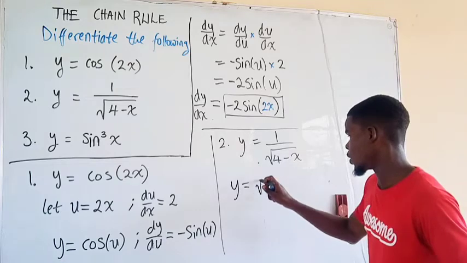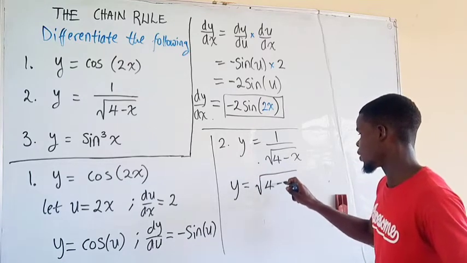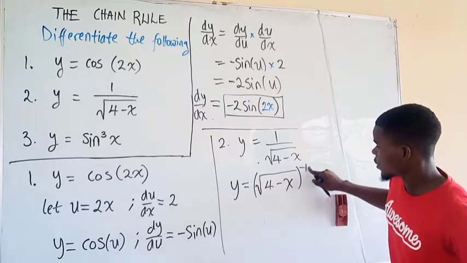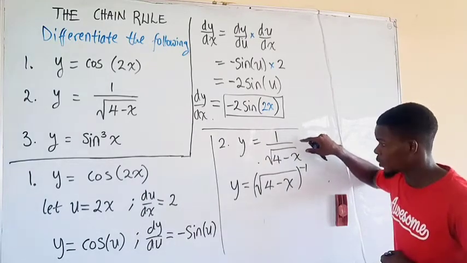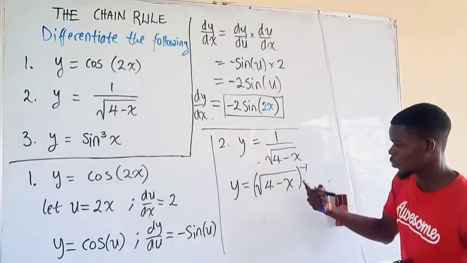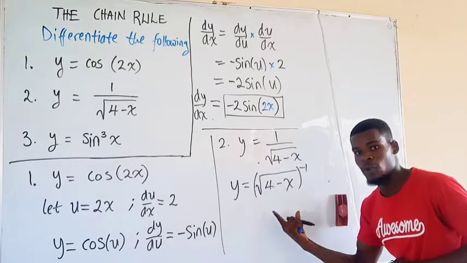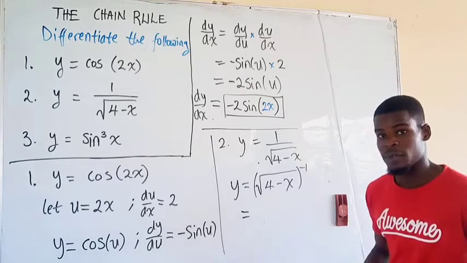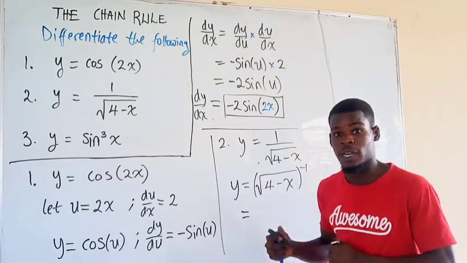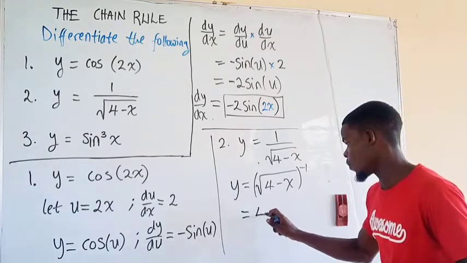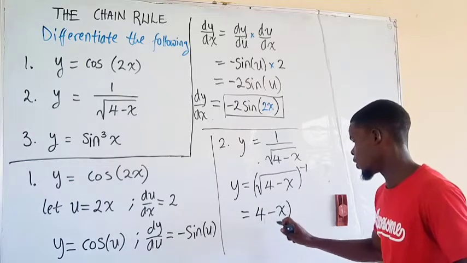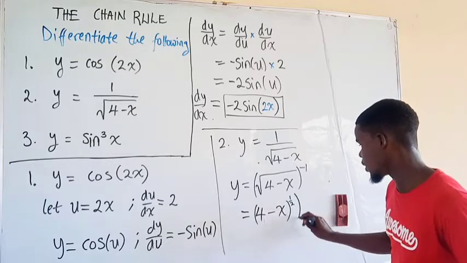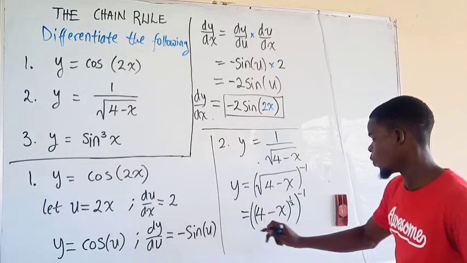So let me put it down here: square root of 4 minus x, raised to power negative 1. This takes care of that fraction, to give us 1 over that. So you know when we have a negative exponent, this thing will go down, as in this case. Great. And now, since this is square root, it is the same thing as raised to power 1/2, right? So we're going to have 4 minus x raised to power 1/2, and then we raise it to power negative 1.